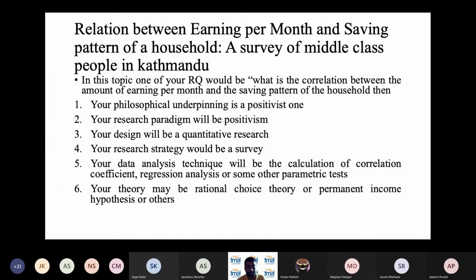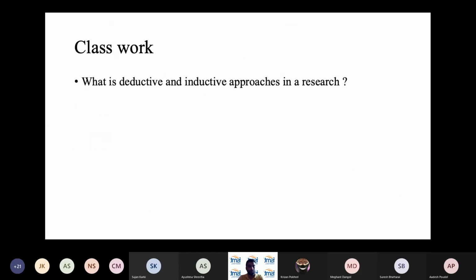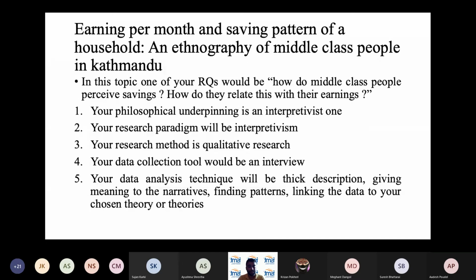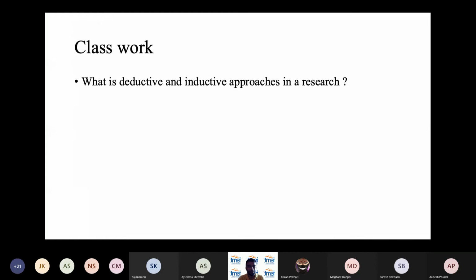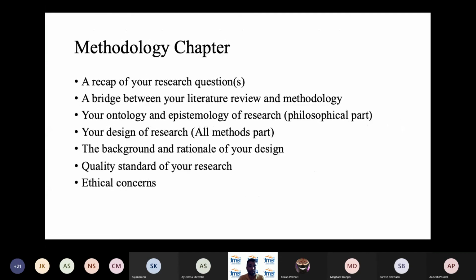So the writer is not focusing on showing the studies in this part, but we have to write the ethnographic study in that context. In the ethnography of the middle class people, what does ethnography mean in our context? We have to focus on that. These are the things that are associated. But before moving on to this classwork, I would like to show what you should write in the data analysis section of the methodology, mainly the methodology chapter, what you need to write.